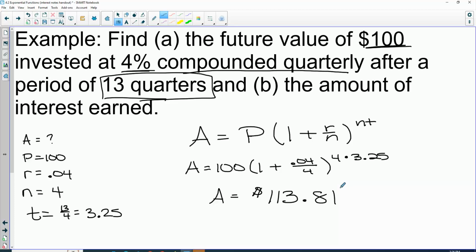So did everybody get 113.81? If you did not, please raise your hand right now so I can help you figure out what you mistyped on your calculator. That way we find the mistake now and you don't continue doing it for every problem.